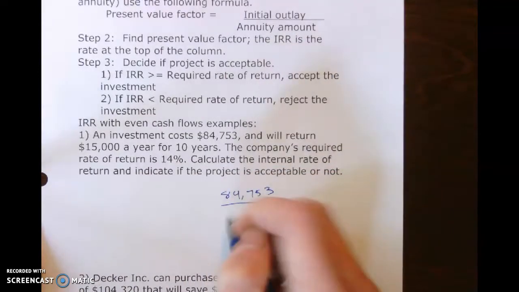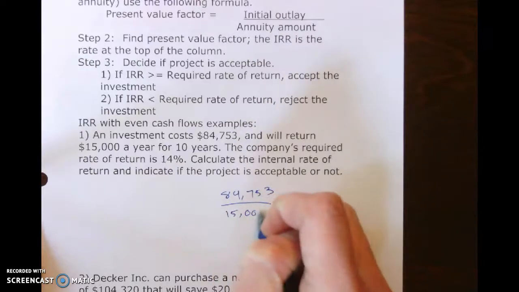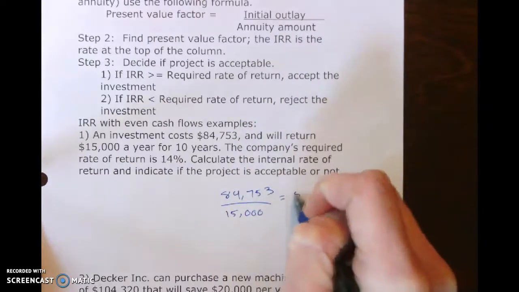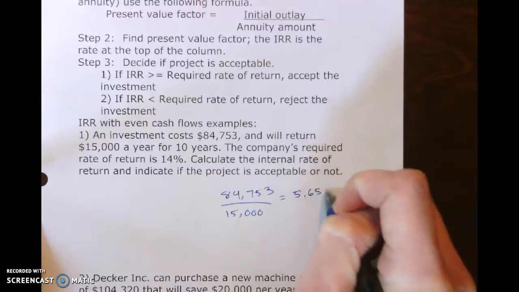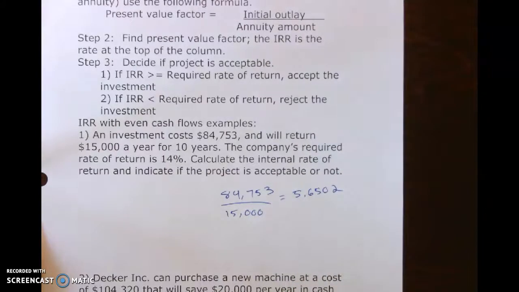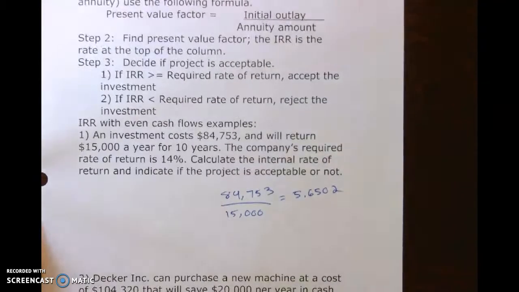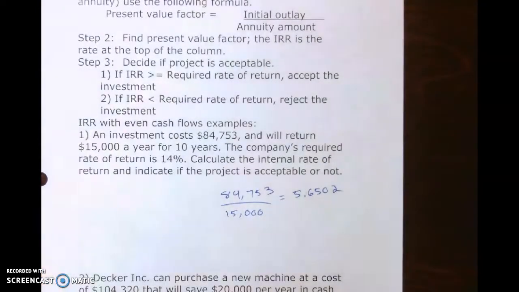$84,753 divided by $15,000 equals 5.6502. That is my present value factor. This is my present value of an annuity factor. Then I can look in table B.3, which is the present value of annuity factor table at the back of your book, to locate that factor and then look up at the top of the column, and that is the internal rate of return.